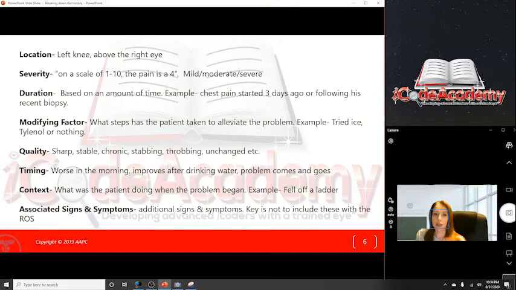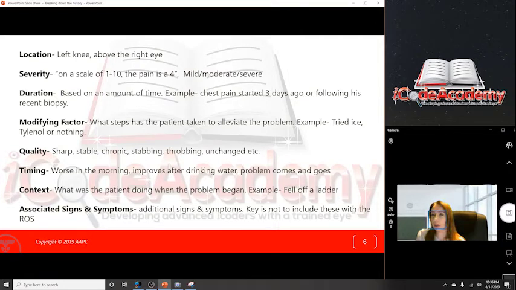All right, let's look at the next one, number 5, quality. This is going to be descriptive terms. So when we're talking about the pain is sharp, it is a throbbing sensation, all these descriptive terms are going to be a quality HPI element that we can go ahead and take to support the history.